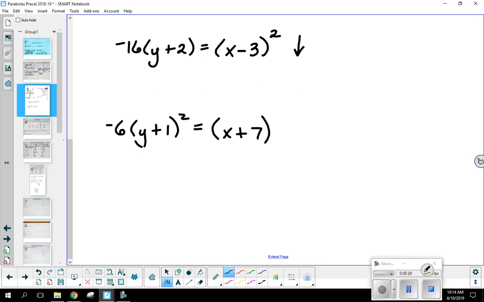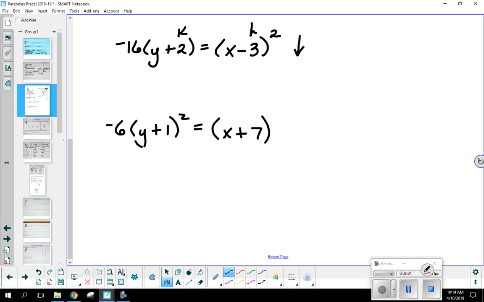Jasmine, what's the location of the vertex? Well, at least let's start here. Which value would represent h? Is it the 2 or the 3? Okay, so h is always with x, k is always with y, and we label the vertex as hk.